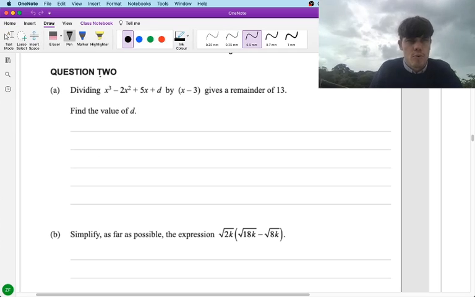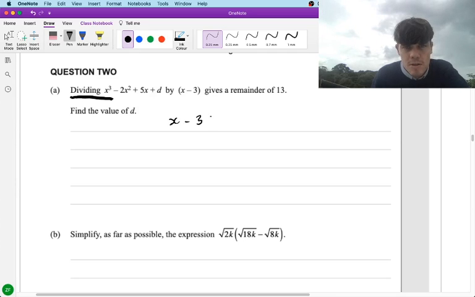Okay, so dividing x cubed minus 2x squared plus 5x plus d by x minus 3 gives a remainder of 13. Find the value of d. So we've got a bit of a clue here. Okay, I checked it. So what we're going to do is set up some long division.